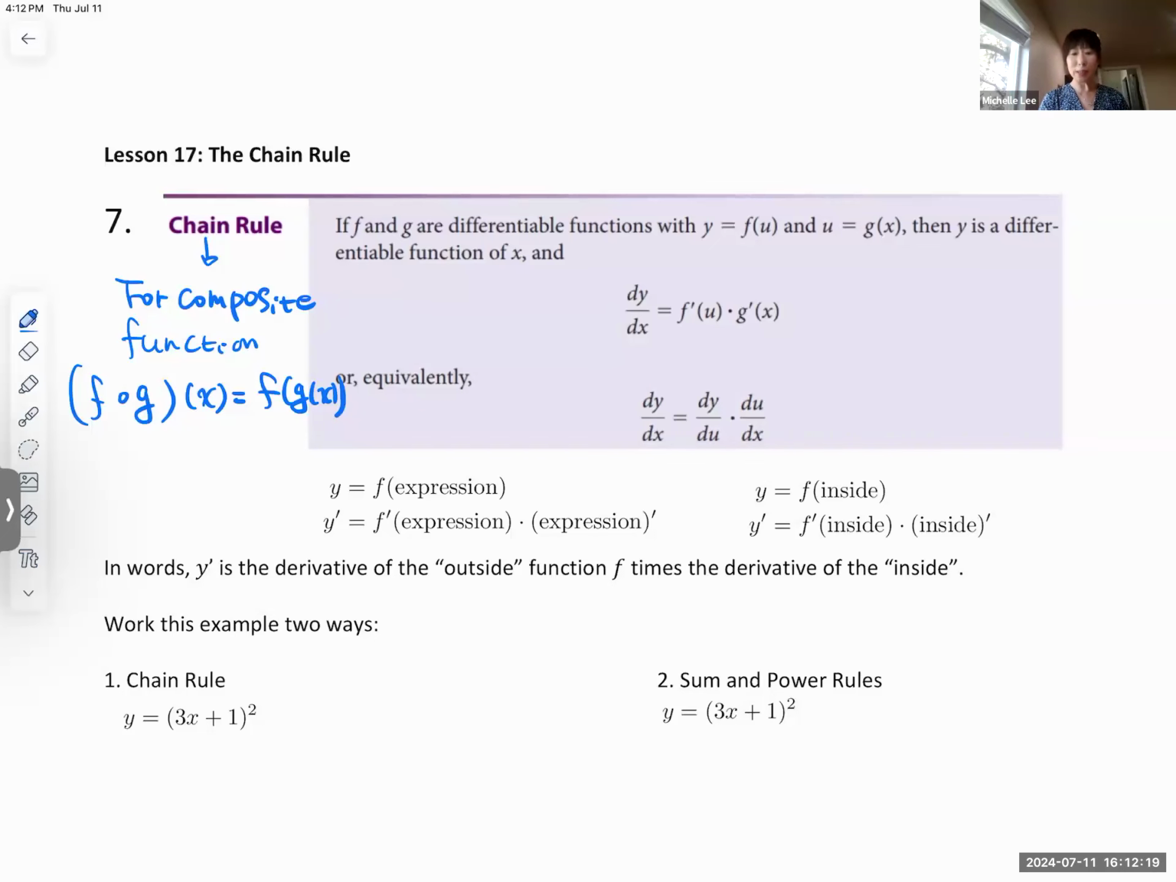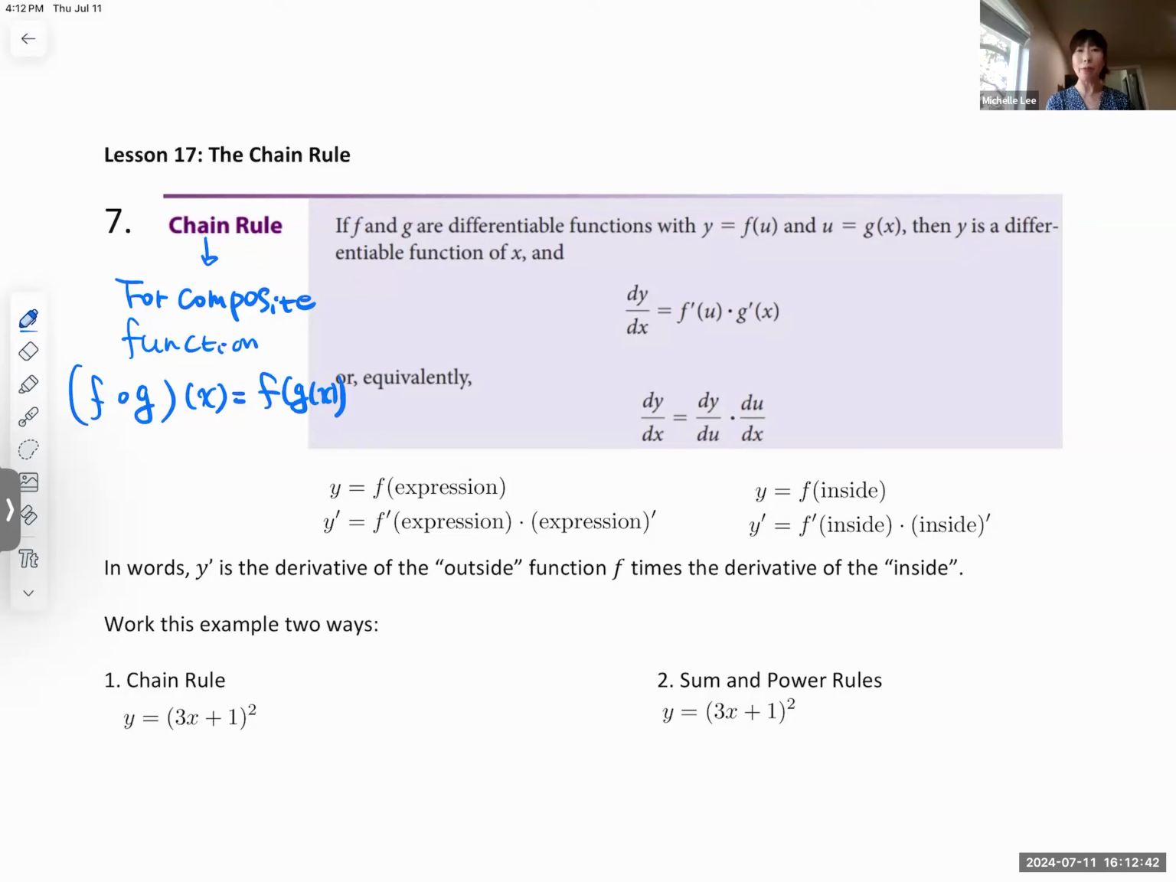Hello everyone, this is lesson 17, the chain rule. So we are using the chain rule. This is one of the methods of derivative. We are using the chain rule for composite functions. So what does a composite function look like? We combine two functions, and that is a composite function.